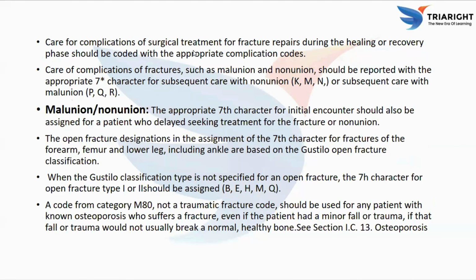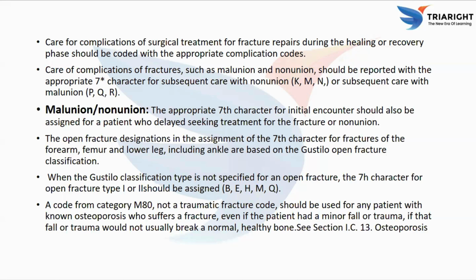Complications of surgical treatment for fractures. You should not use fracture codes for complications caused by surgical repair of fractures during healing or recovery. Instead, you have to use the appropriate complication codes from the category T81 to T88. What are examples of surgical complications? Post-operative infection, hardware failure, surgical wound dehiscence. If a problem is caused by a surgery, it's a complication, but it is not an injury.